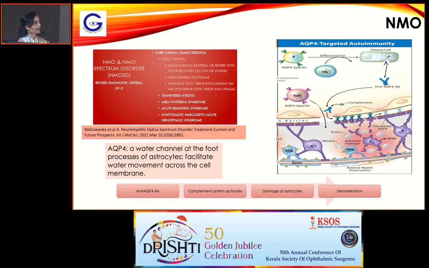Even the chiasm could be involved. So what basically happens is aquaporin-4 is a water channel which is present at the foot process of the astrocytes, which facilitates water movement across the cell membrane. So when there is an antibody to that, there is a complement activation, damage to the astrocytes, there is demyelination. That is how the whole pathway gets activated.